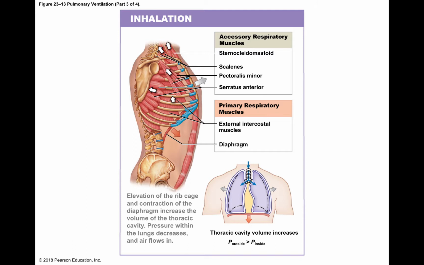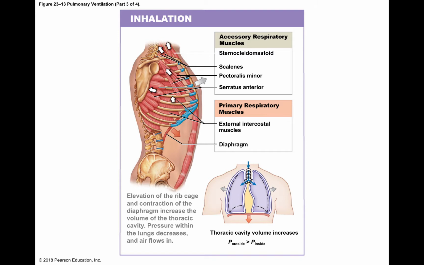And so those muscles we've heard of, like the SCM, the sternocleidomastoid, the pec minor, the serratus anterior, are going to be recruited along with the diaphragm and the external intercostal muscles to try to increase that space and do it faster, right? Again, it's an active process. So quiet inhalation and forced inhalation are both active processes.